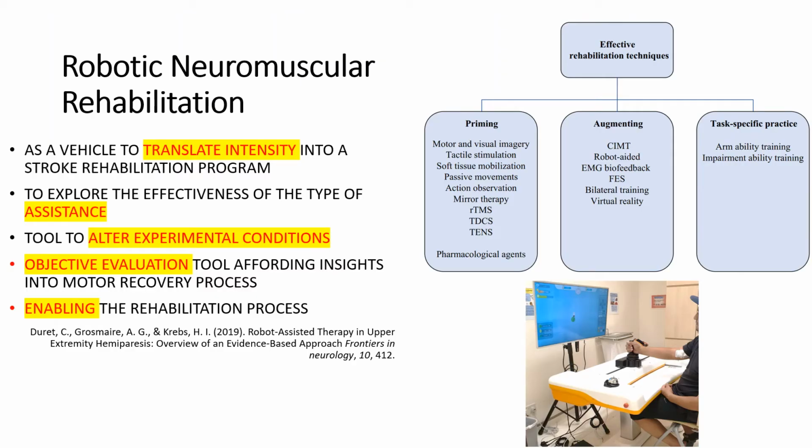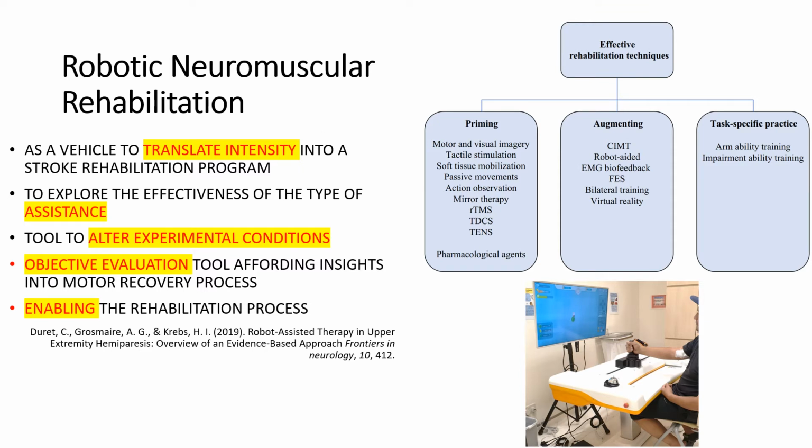Duret and co-workers, in the systematic review on the use of robotic neuromuscular rehabilitation, looked at the various studies and showed that basically in neuromuscular rehabilitation, robots have quite a role to play. And for effective technique, they can have three roles. They can be used in the priming phase, they can augment the therapy, and they can also aid in task-specific practice. So it is a device that helps to translate the intensity of the treatment program.